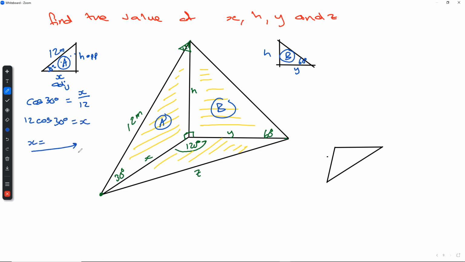And I'm going to put that on a calculator. Make sure your calculator is in degrees mode because we have 30 degrees and not radians. There must be a D at the top of your calculator, not R. And then you've got 12 cos 30, which would be 10.39. So that's 10.39, and it's going to be meters.